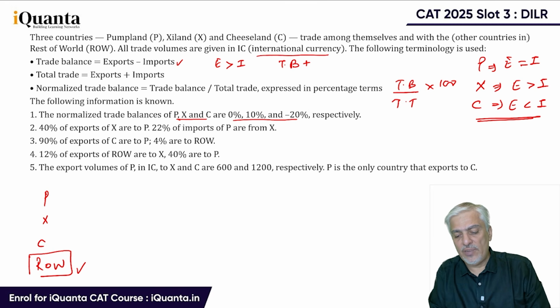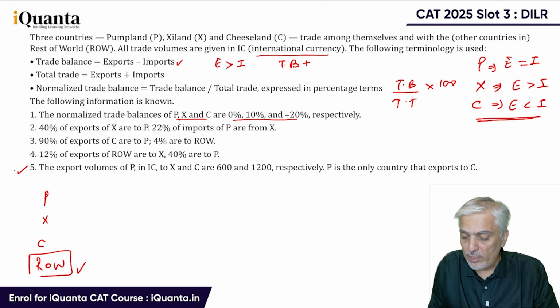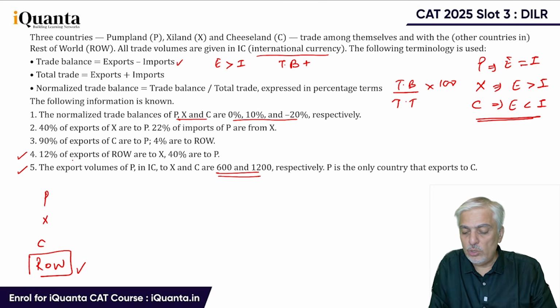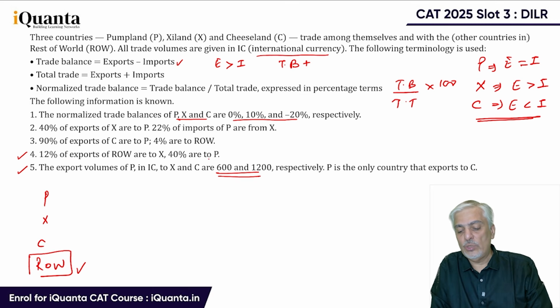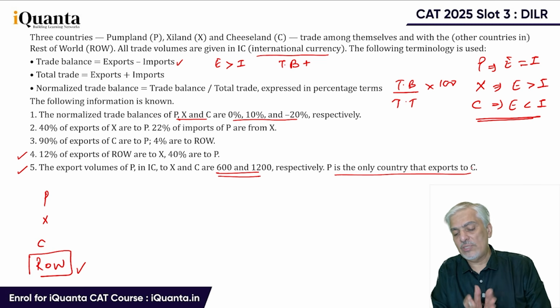And there were some 5 points given, out of which if I look at this point, 5th point looks to be all direct information. 4th point also, 12% of exports of ROW are to so and so and so and so, all look direct information. 90% of exports of C are to P, 4% are to ROW. So lot of information looks direct, okay? That's very important for me. I'm just reading. This is also one more information given. So a lot of information given, around 5 points were given with lot of data. Let's try and see what we can do.